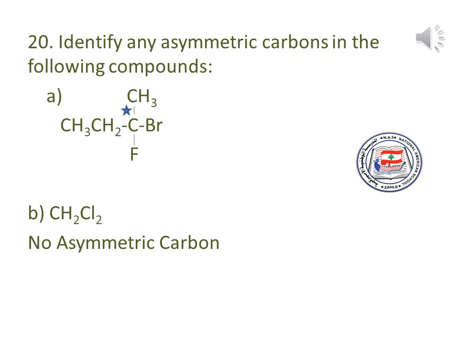Number 20. Identify any asymmetric carbons in the following compounds. Part A. The carbon has different groups attached, so it is an asymmetric carbon. While in part B, the central carbon has two hydrogens and two chlorines attached, so the carbon is not asymmetric.